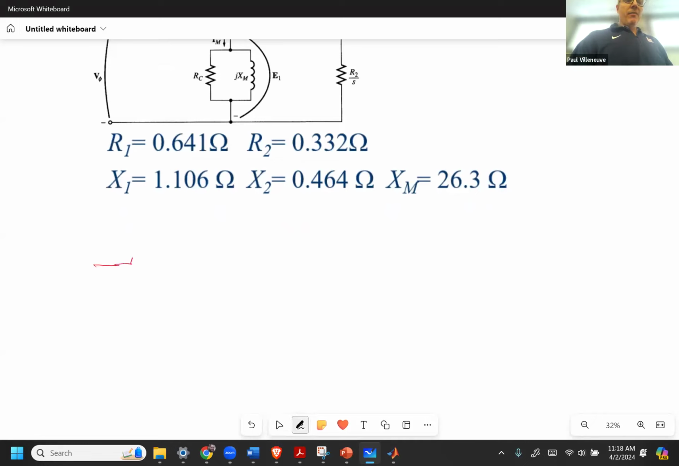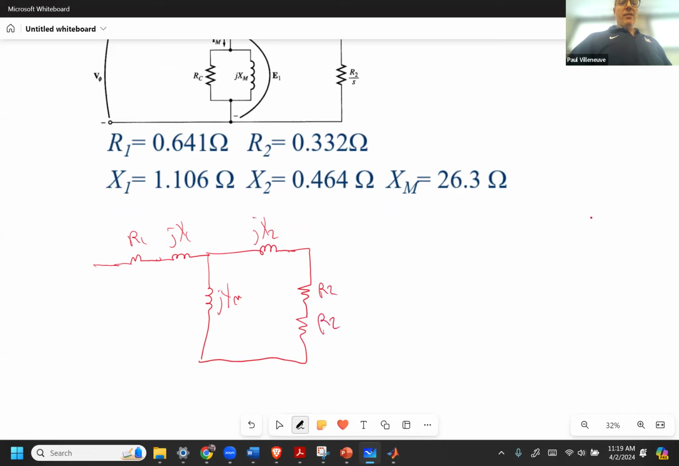So R1, jX1, jXM, jX2. And I'm going to break these two up. This is R2. This is R2 times 1 minus S over S. And this voltage here, this is V phase at an angle of 0.